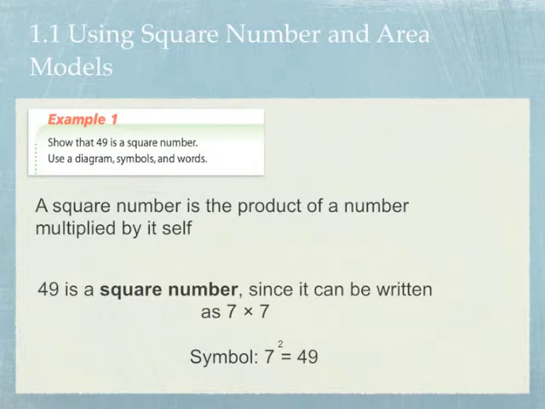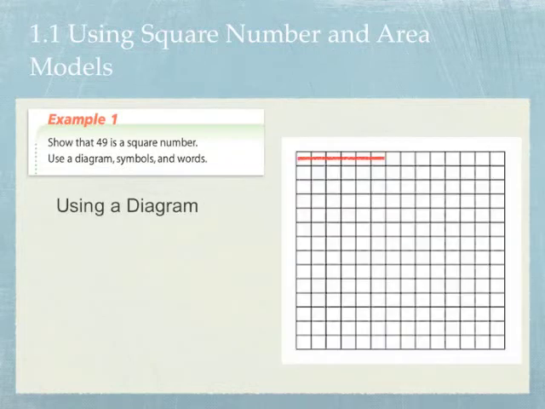So for our example, it asks to show 49 is a square number. So we can say, yes, 49 is a square number because it can be written as 7 times 7. And also 7 squared is equal to 49. Now, how do we show that using a diagram?